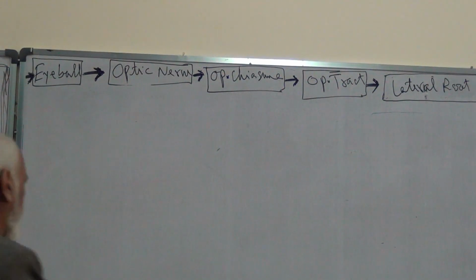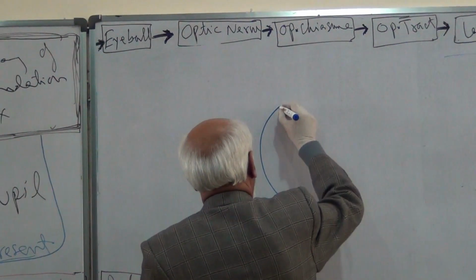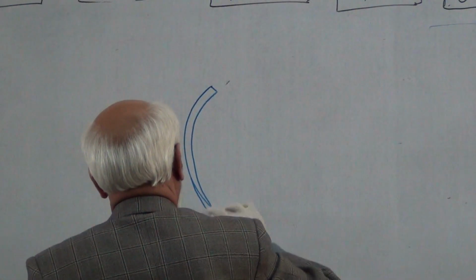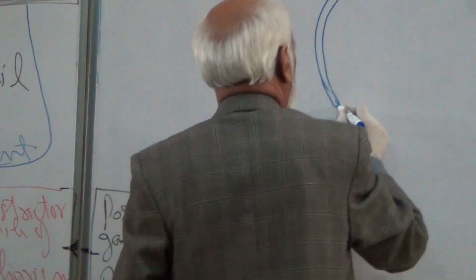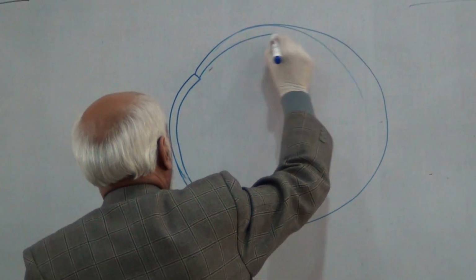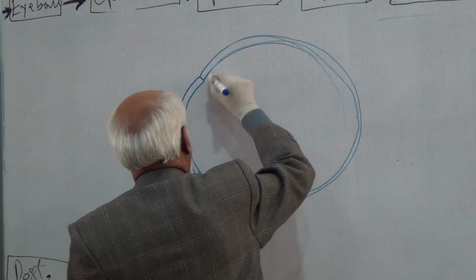Now, a section through the eyeball. This is the cornea, the transparent part of the eyeball. Cornea, then the sclera outside, sclera, choroid, retina, from without inwards.